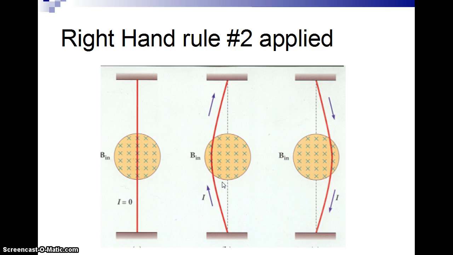Then if we flip the direction of the current, you can flip your hand upside down, curl your fingers toward the front of the screen, and then your thumb has to point to the right. So that's the direction of the forces when you have an electric current.